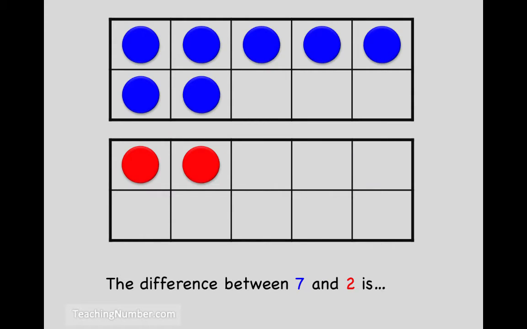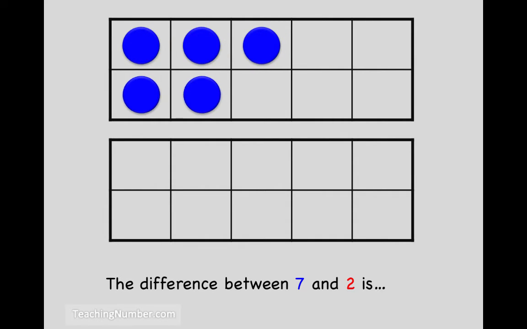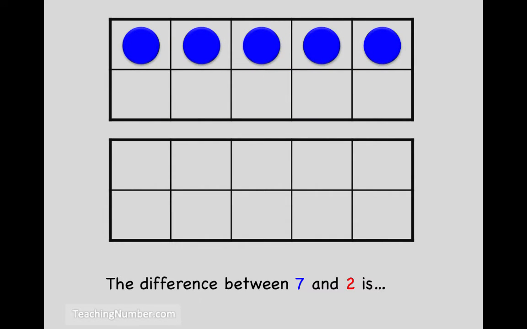We can incorporate the language of these word problems into our instruction on difference and distance. For example, we can ask students, how many more blue counters are there than red counters? When we remove the 2 counters that are the same in both 10 frames, we can see that we are left with 5 blue counters. That means there are 5 more blue counters than red counters, and the difference between 7 and 2 is 5.